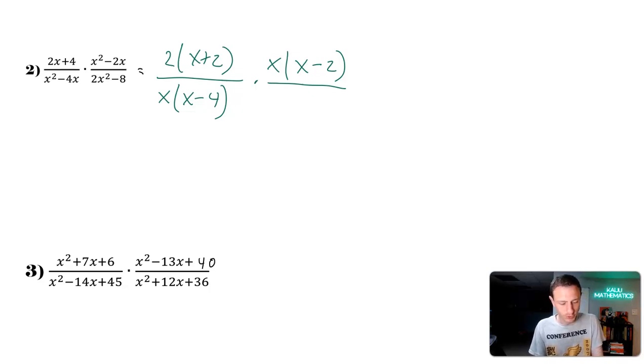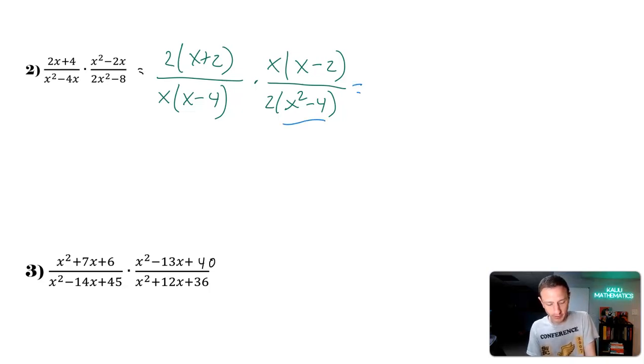And then bottom right, 2x squared minus 8. I could take out a 2. And that leaves me with x squared minus 4. Not done, because now that has generated a difference of two squares.